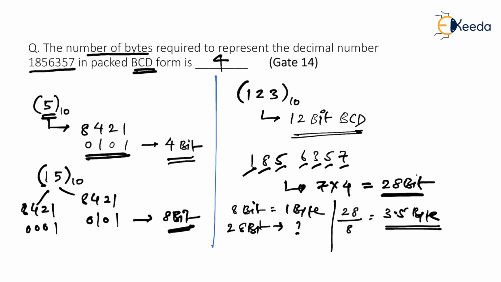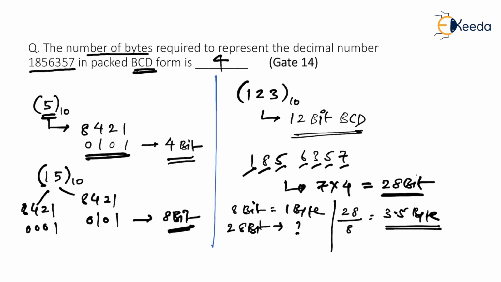So remember, one digit of a decimal number gives you a 4-bit BCD number. If you want to represent a 7-digit decimal number in BCD, then of course it requires 28 bits. 8 bits is 1 byte, so to convert 28 bits into bytes, just divide by 8. Get some answer. If the answer is not an integer or a complete number, then just round off to the higher value.